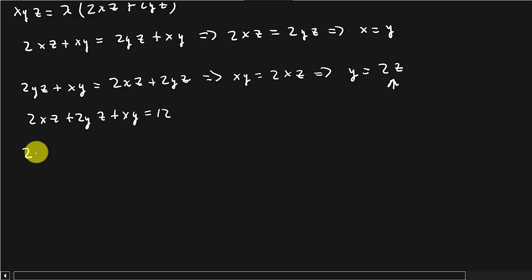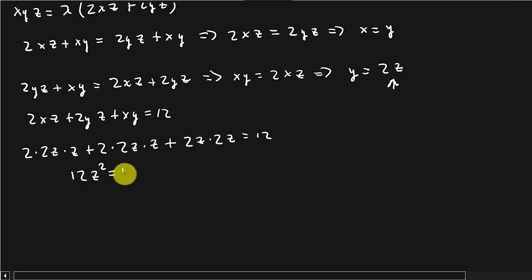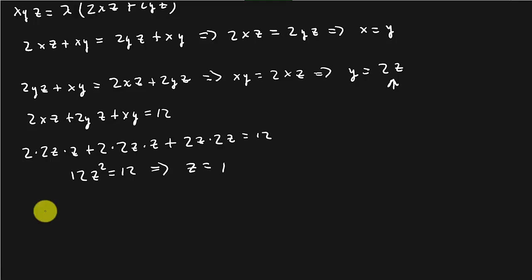And so that's going to be 2 times 2z times z plus 2 times 2z times z plus 2z times 2z equals 12. And basically when you do all of this, that's going to give you 12z squared equals 12, which tells us z is equal to plus or minus 1, but we know z can't be negative. And so z is 1.